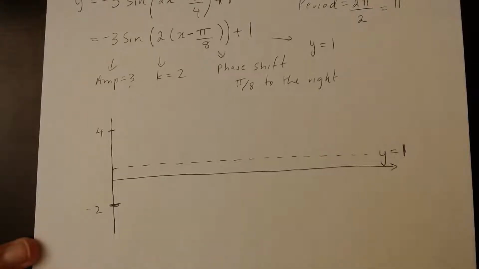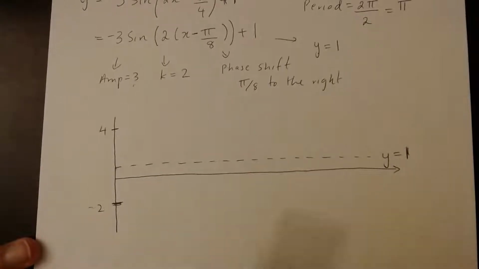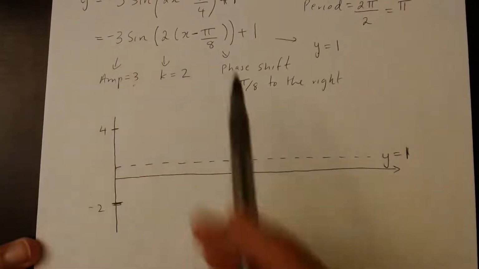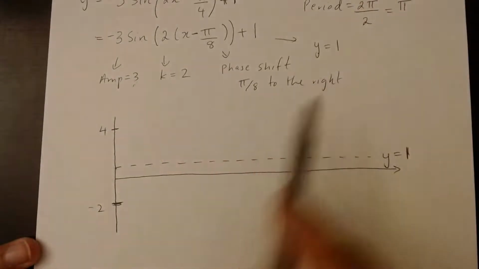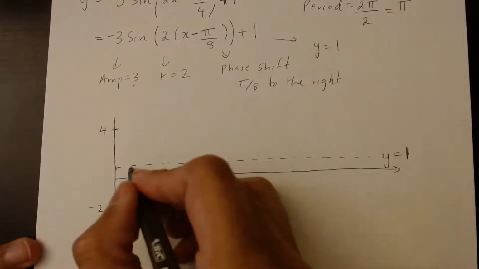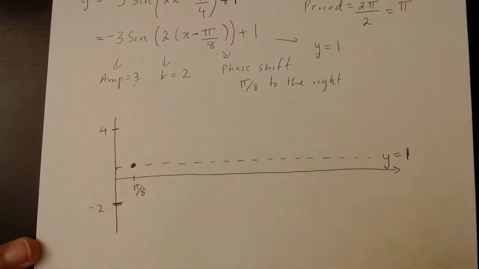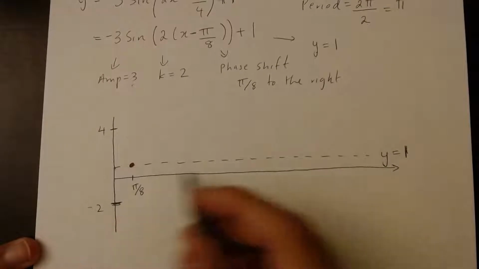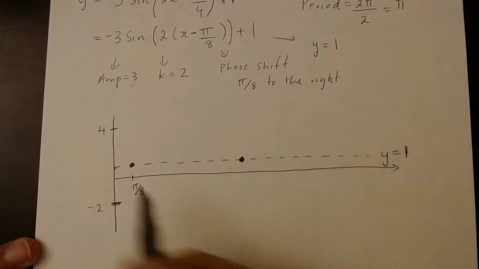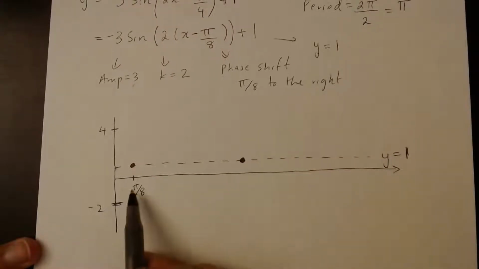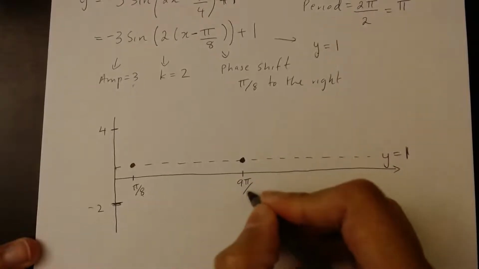And now I can start labeling my key points. So my first key point is just going to be for a negative sine function. A negative sine function starts at the axis, but I have a phase shift of pi over 8 to the right. So instead of starting at the axis here, I will start at the axis here at pi over 8. The next thing I want to do is figure out my last point of my first cycle. In order to do that, I just have to add my period. So pi over 8 plus pi is just 9 pi over 8.